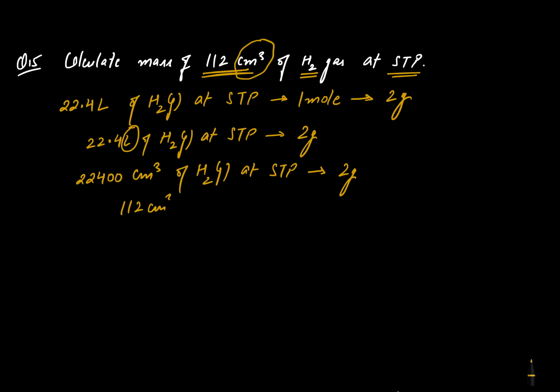Then 112 centimeter cube of H2 gas at STP will weigh 2 divided by 22400 into 112, and it comes out to be 0.01 grams. So 112 centimeter cube of hydrogen will have 0.01 gram of mass. This is my 15th numerical. So my dear students, I am moving to the 16th one.